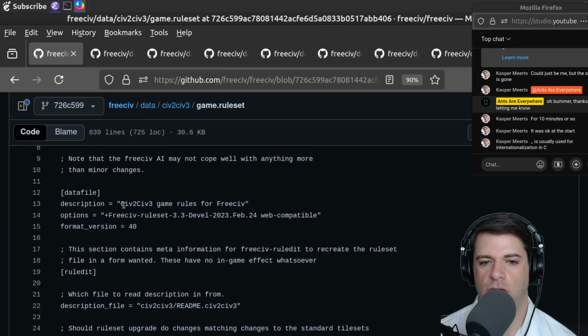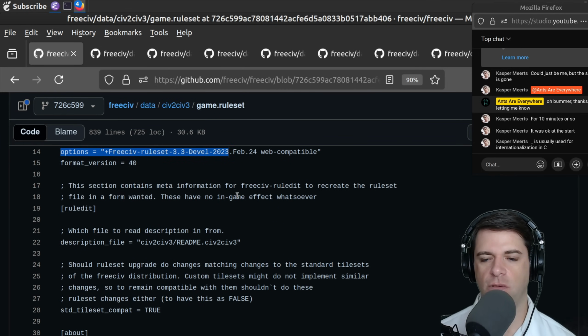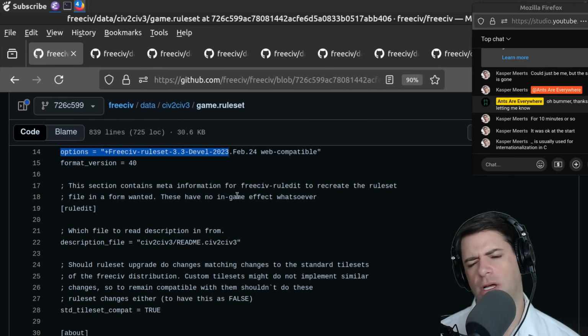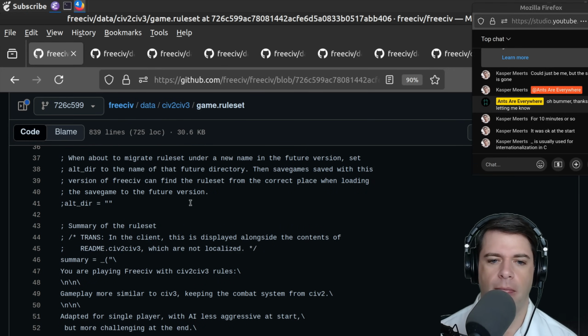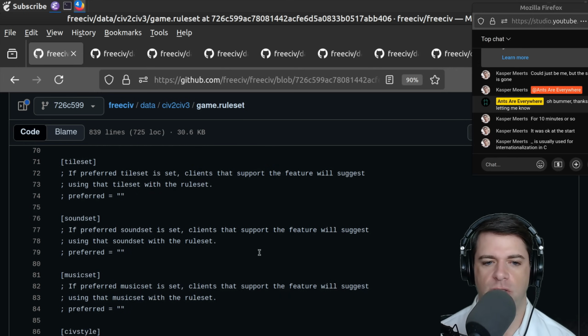So these are the Civ 2, Civ 3 game rules for Freeciv. The section contains meta information for the Freeciv ruleedit. Ruleedit. I was reading it as ruledit. It's probably rule edit. I don't know. Ruleedit to create the rule set. And we have a summary of the rule set. In the client, this is displayed alongside the blah, blah, blah. So there's some text.